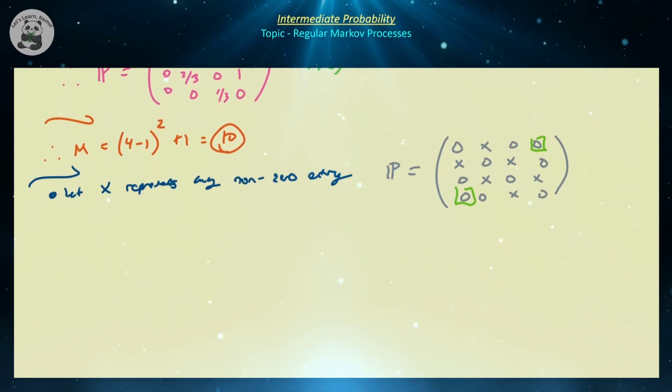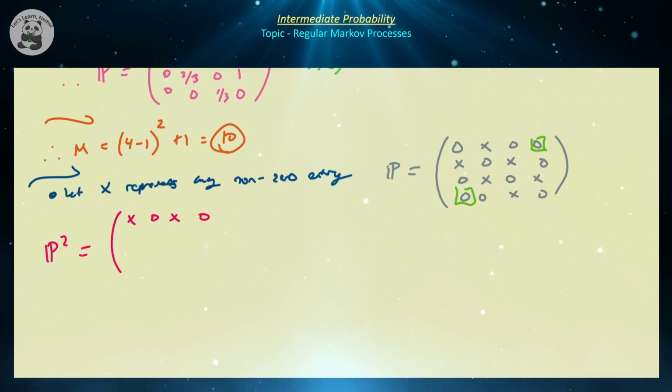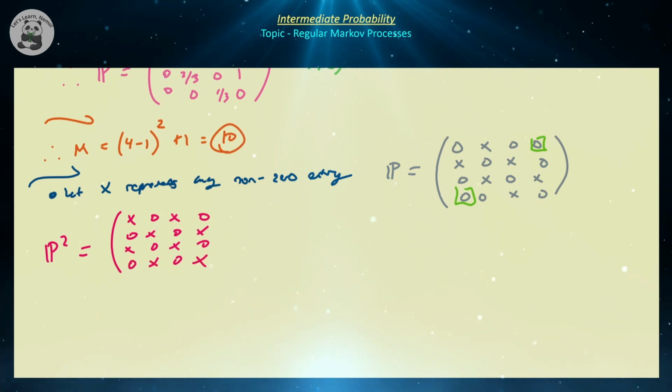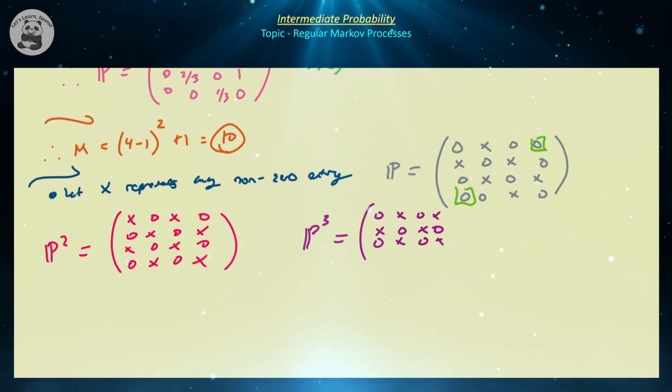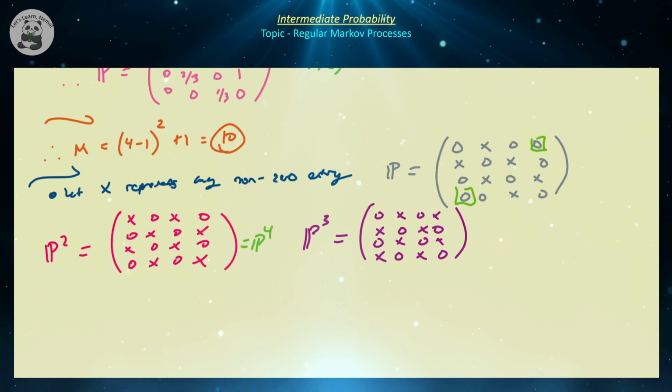But once you actually go up to, for example, p squared, what you're actually going to get is x, 0, x, 0, 0, x, 0, x, x, 0, x, 0, and 0, x, 0, x. And if you go up to, for example, p cubed, it will alternate between these two patterns. So this is going to be the same structure for P4, the same structure for P5, and so on for evens and odds.